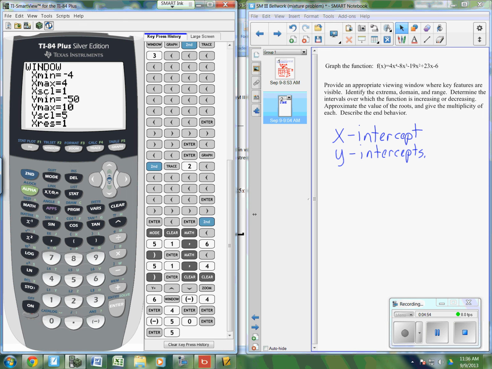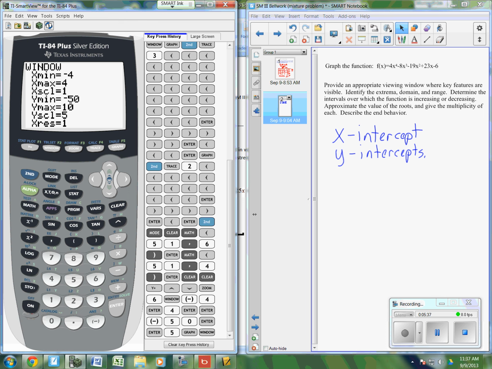So we hit graph, and now I see a pretty good window. I see my 3 x-intercepts, I see my y-intercept, and I see my low values right here. And I can see the whole graph. This is called an appropriate viewing window. You are going to have 2 problems to do tonight like this problem that we're doing. The first thing you have to do is write down an appropriate viewing window. So when I write down my answer, it's whatever my window says right here: x min is -4, x max is +4, x scale is 1, y min is -50, y max is +10, y scale is 5. Any questions on that?